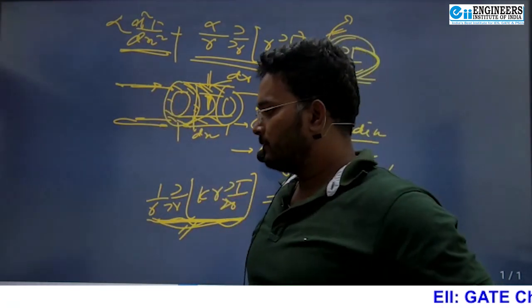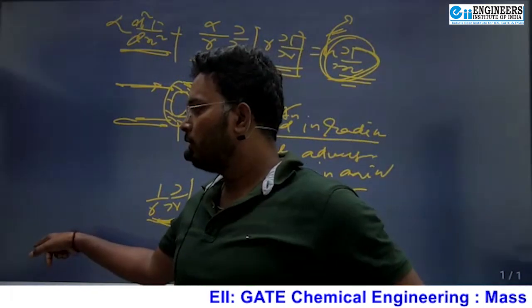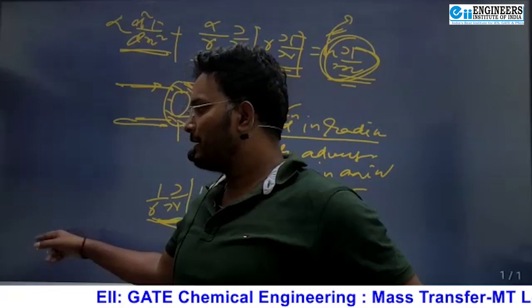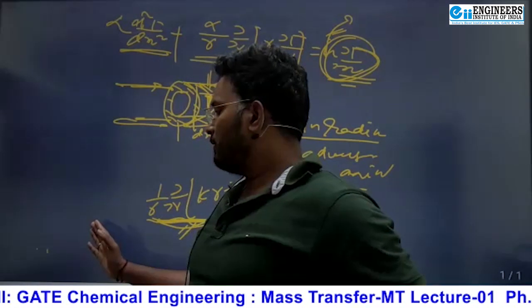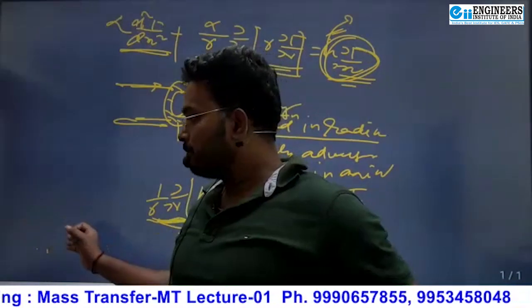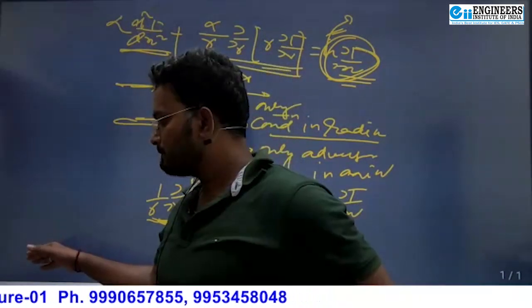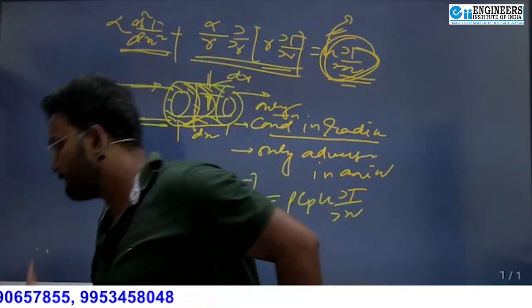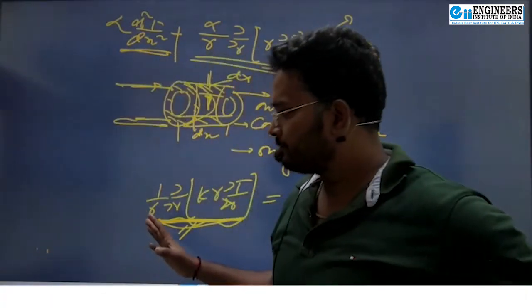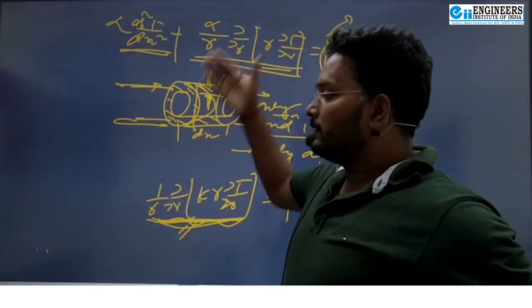Am I right? Now, similarly, in the previous example of momentum transfer, you have seen only two. One is called Newton's law of viscosity, by molecular momentum flux, and advection, advective flux. Is this clear? Understand what I am trying to tell you. Now, if the same flow is turbulent, then what happens?